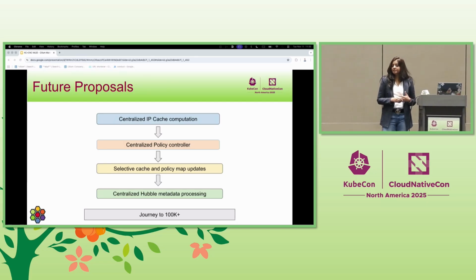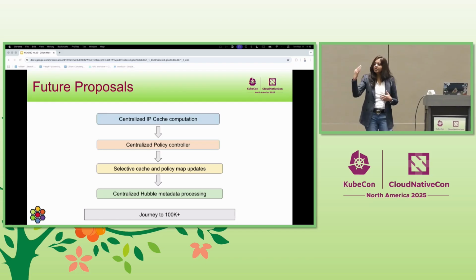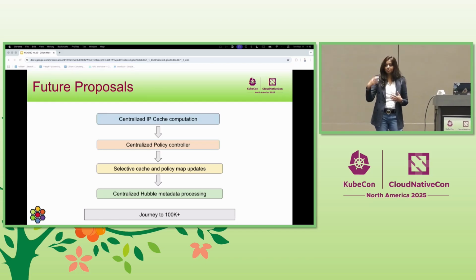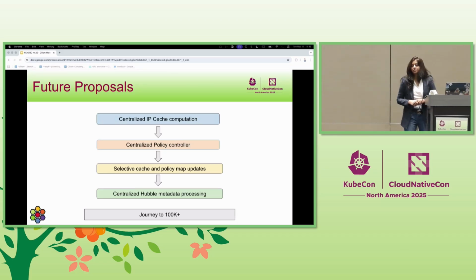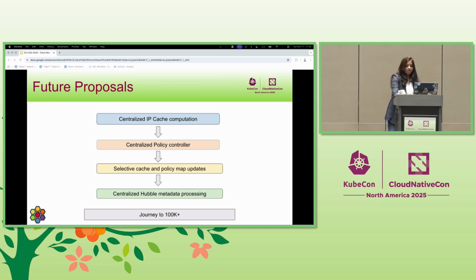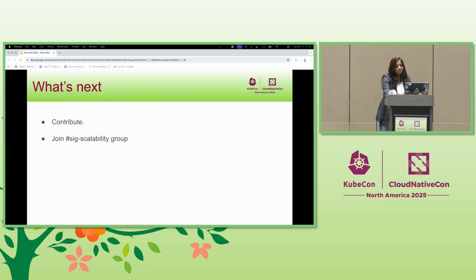And onto the observability layer as well. You don't want every agent to compute the metadata post-processing. If you can enhance the Hubble Relay, use it for the post-processing as well. So those are some of the ideas.